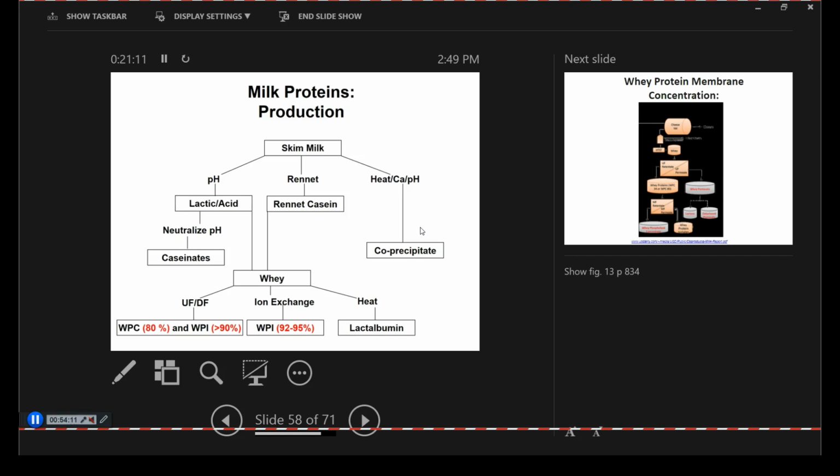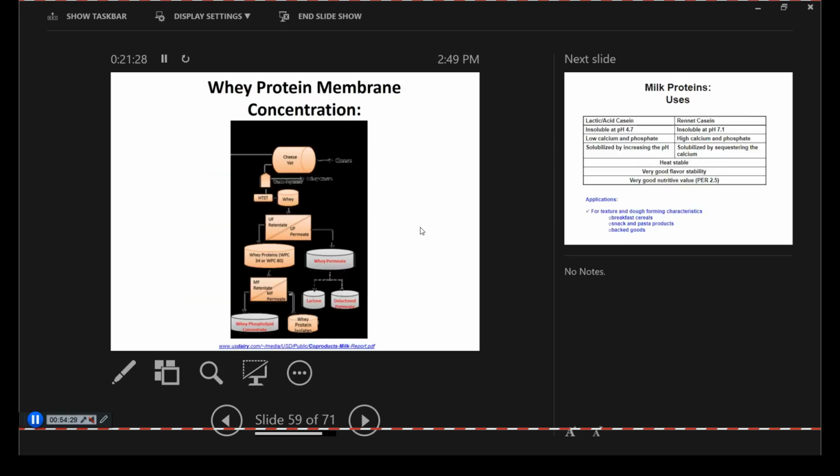There are other ways to get the different components of protein directly from the milk. If you subject the milk directly to microfiltration, for example, you can separate casein micelles from whey as well. But this is the most common production of whey protein. When you get the whey as a byproduct of cheese production, which is the most common source of whey, you run the whey through an ultrafiltration membrane.